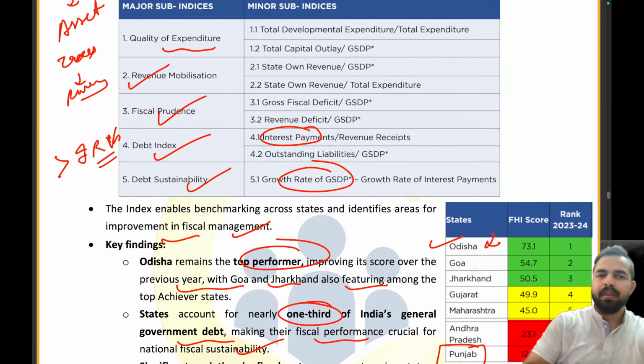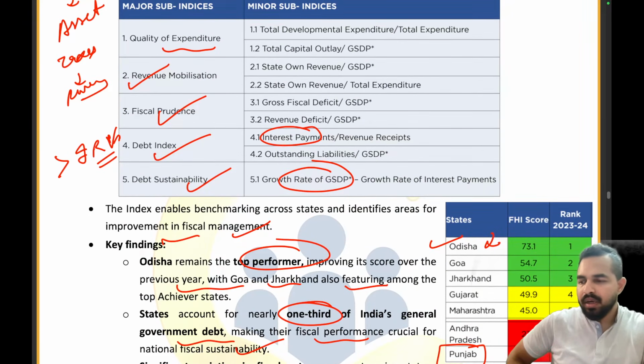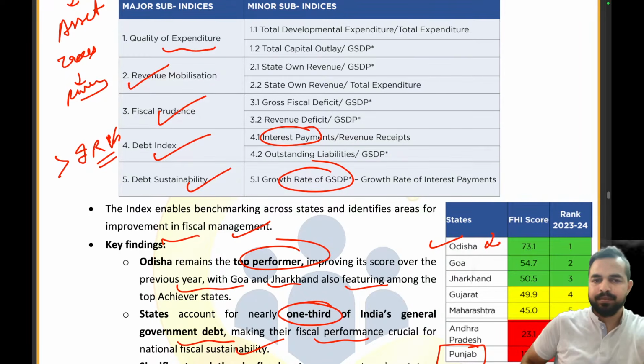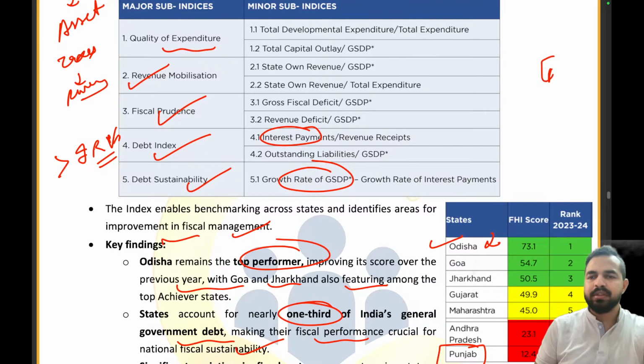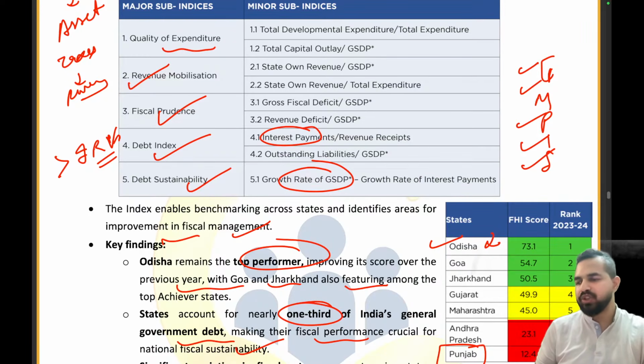Let's again see. Quality of expenditure, revenue mobilization, fiscal prudence, debt index, and debt sustainability. You can remember it by using EMPIS. Expenditure, revenue mobilization, fiscal prudence, debt index, debt sustainability. That's all.